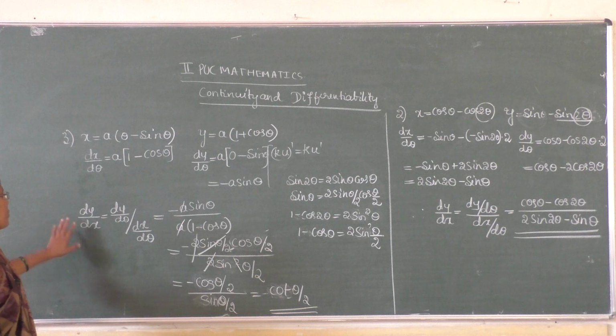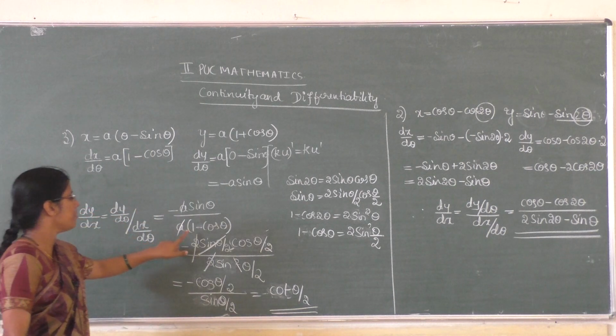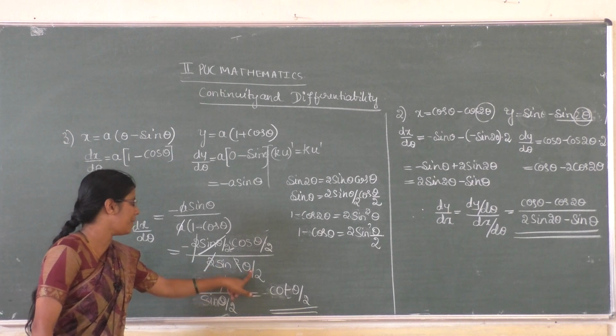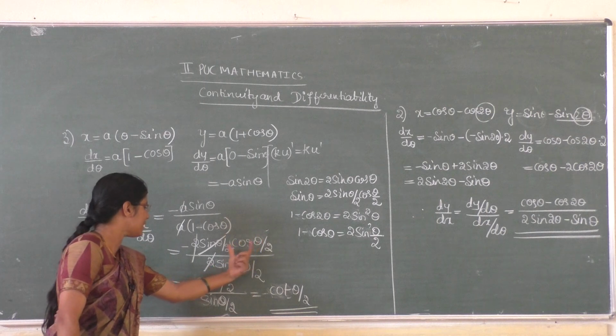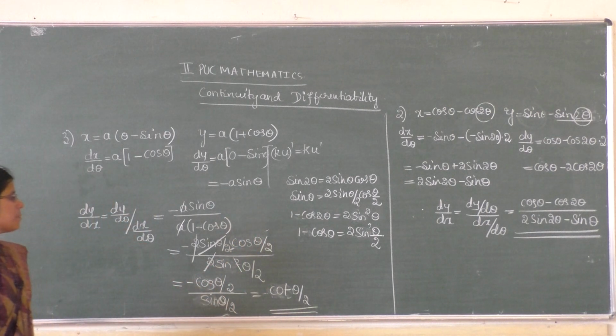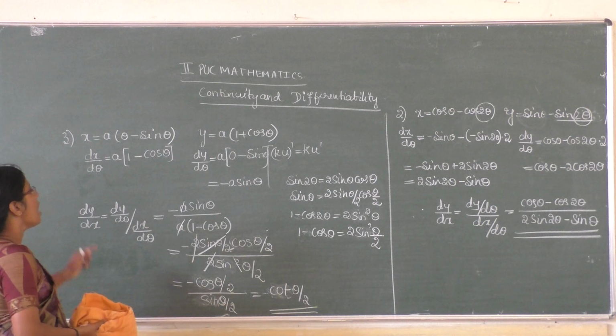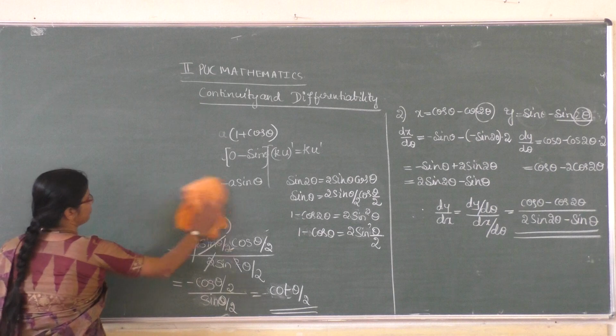Is it clear? So here a into 1 minus cos theta, and 1 minus cos theta is 2 sin square theta by 2. 1 cancel. So here we get cos theta by 2 divided by sin theta by 2, and that is minus cot theta by 2. Okay, so this is how we get the derivative of this particular function. We consider the next one.